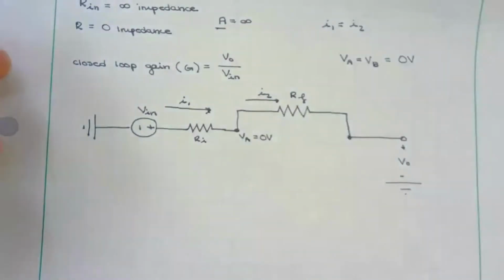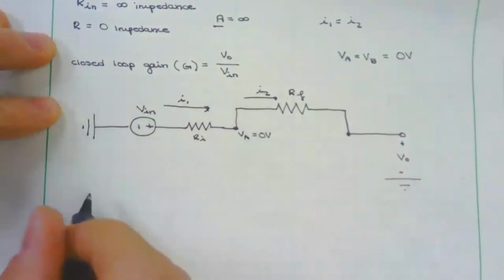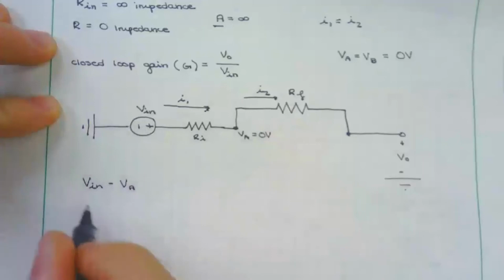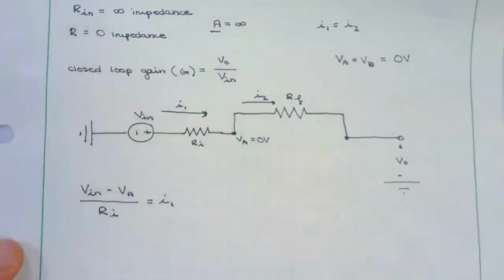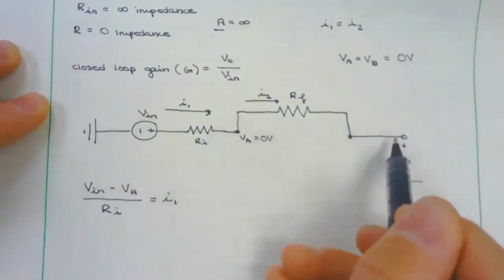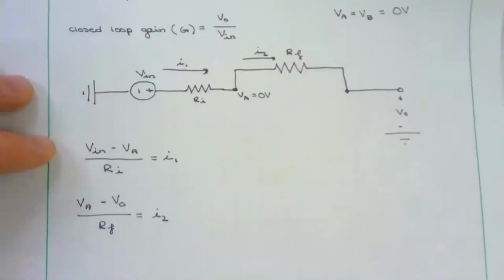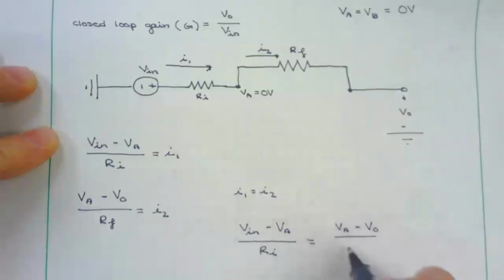So let's write our equations to solve this, because we have our current here and our current here. We're going to do two equations. We have Vin minus VA over this resistor Ri is going to equal I1. Like for current, we have voltage over resistance. And then we have VA minus Vout over RF equals I2. Using what we've already written before, we know that I1 equals I2, so we can equate these equations. We have Vin minus VA over Ri equals VA minus Vout over RF.